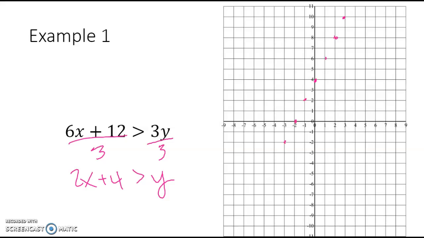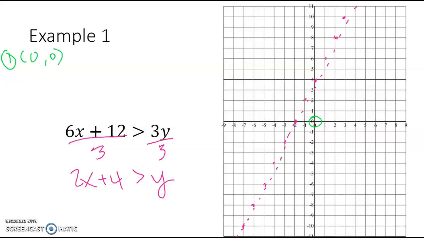I see that this inequality has a greater than symbol. It's not a greater than or equal to symbol. So I'm going to have a dotted line instead of a solid line. And then I want to pick an ordered pair and see if it satisfies this inequality. So I'm going to choose the ordered pair 0, 0. I'm going to plug in the ordered pair 0, 0 to this inequality and see if it makes it true.